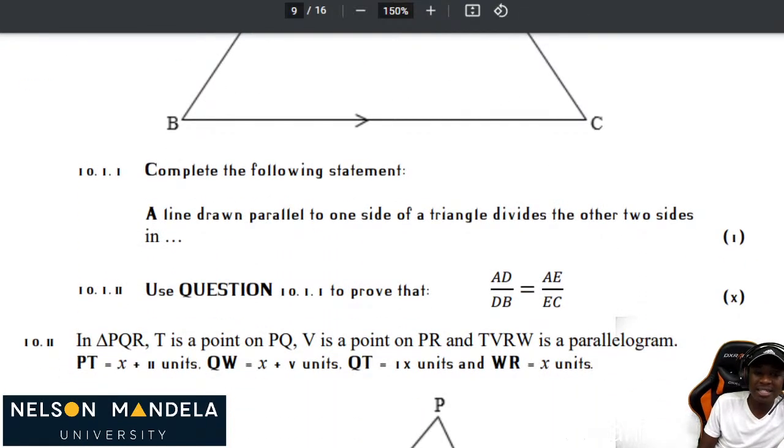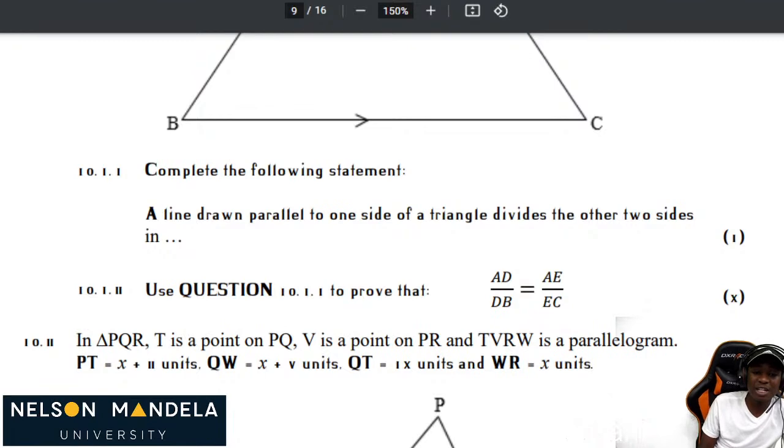Then the first statement, they say, complete the following statement. A line drawn to one side of a triangle divides the other two sides in... Then you have to finish that one. As I've already stated for you guys initially, those two other sides of a triangle are divided in proportion. So the only words I have to add there are "in proportion". So you just have to know your theorem in your head. A line drawn parallel to one side of a triangle divides the other two sides in proportion, just like what we did right now.